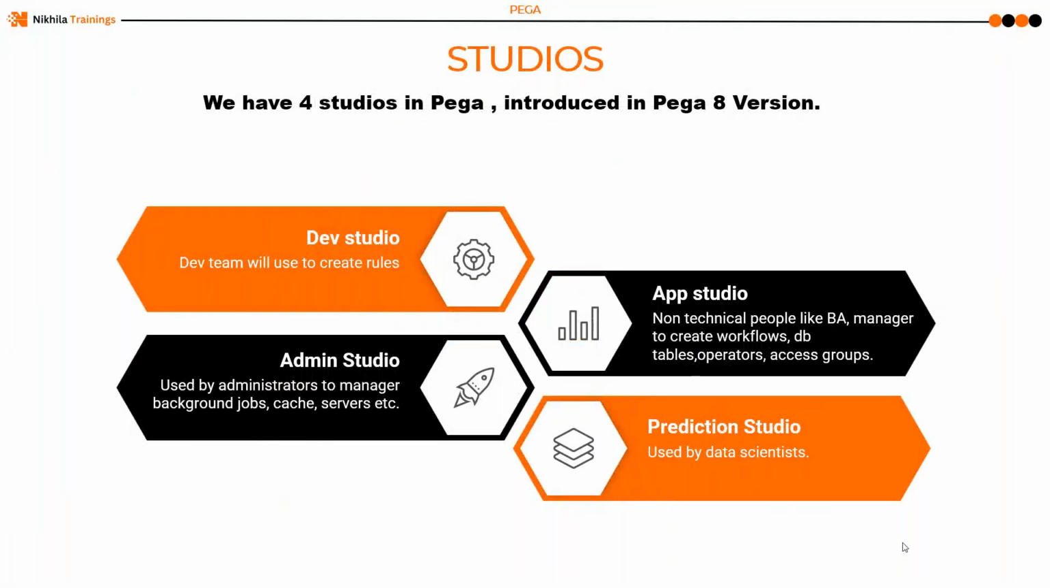So we have Dev, App, Admin, and Prediction Studio. Dev Studio is purely for the developers. App is for the non-technical people like BAs and managers to create operator IDs, workflows, case types, operators, access groups, and all such things. Admin Studio is for the administrators who look at the background jobs, servers, nodes, cache, logs, and all such things. Prediction Studio is for the data scientists.